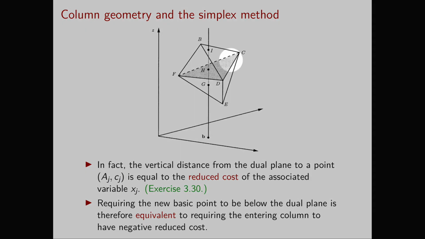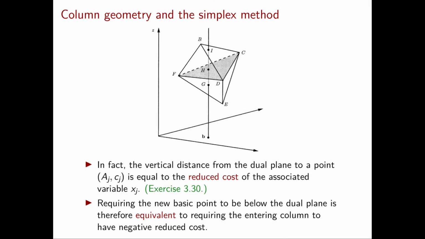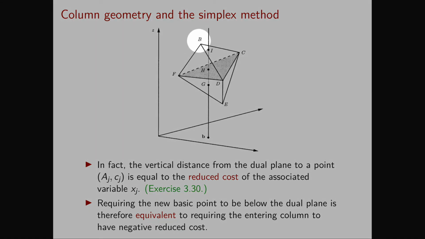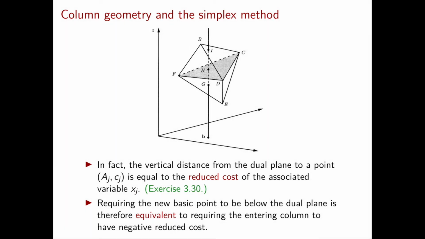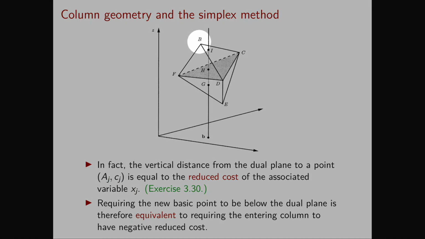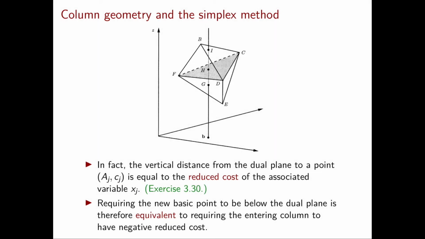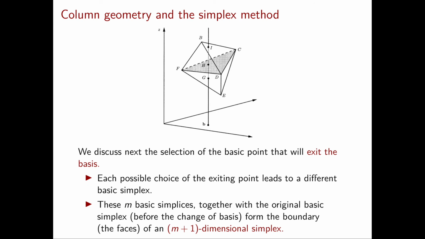For example, let's say once again that CDF is our basic simplex and that we're considering having B enter the basis. Then the reduced cost is the distance from B to the point in the dual plane obtained by going downwards from B until you intersect the dual plane. If the new point is below the plane, then the reduced cost is the negative of this distance. So once again, requiring the new basic point to be below the dual plane is equivalent to requiring the entering column to have negative reduced cost. So now we have a clearer idea about the point that should enter the basis.